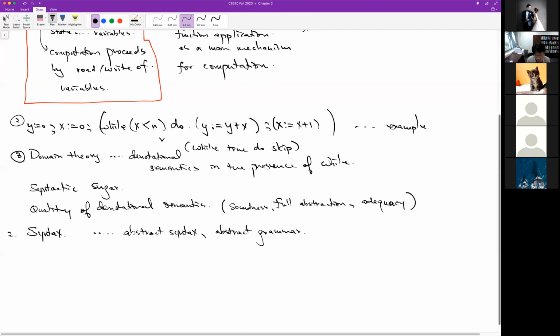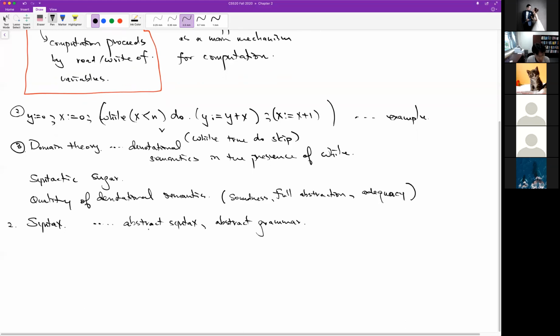This abstract syntax means that all the syntactic elements that we are talking about are going to be finite trees according to this grammar. But more mathematically, this abstract syntax can be understood as an initial algebra. Abstract grammar can be understood as the specification of the appropriate signature for that algebra. Okay, so what's the syntax in this case?